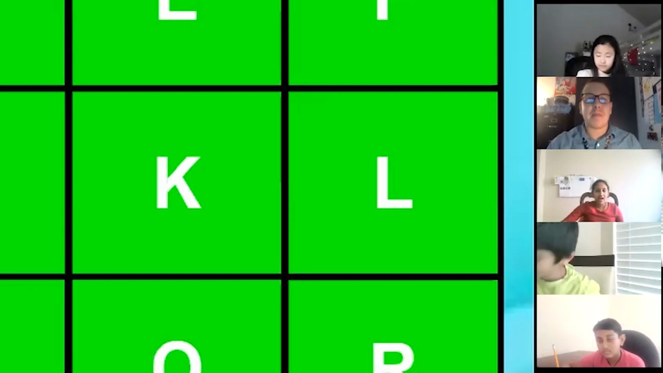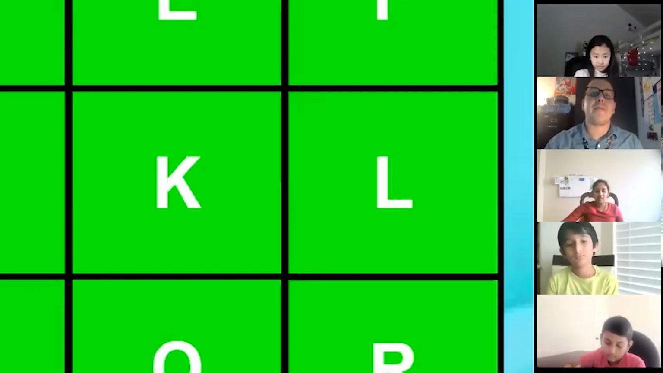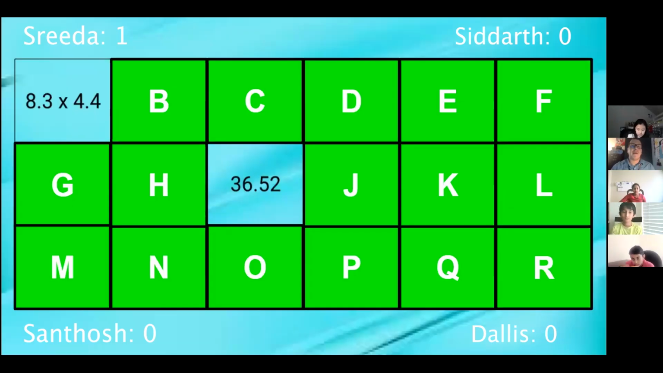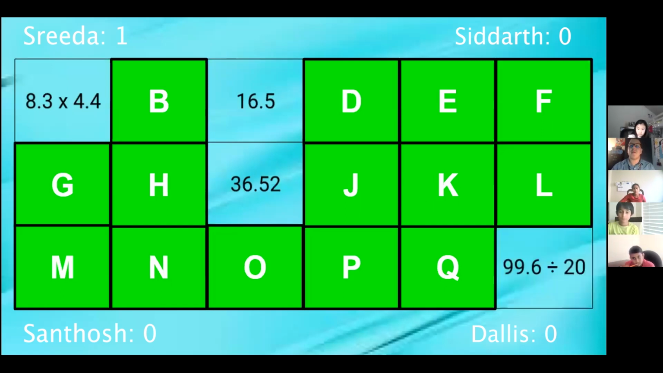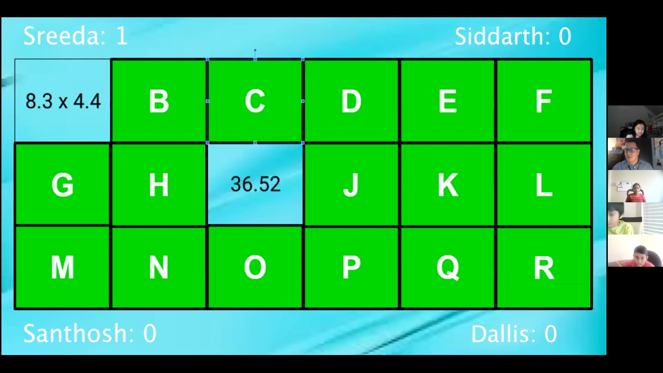I want tile C and tile R. C and R. So C is 16 and 5/10. R is 99 and 6/10 divided by 20. Do you think you have a good answer? Okay, I got my answer, but it's not the match. Yes, it is not a match. So you did get 1 point on the board. That's great, but we didn't get a second one. So we're moving on to Santosh.